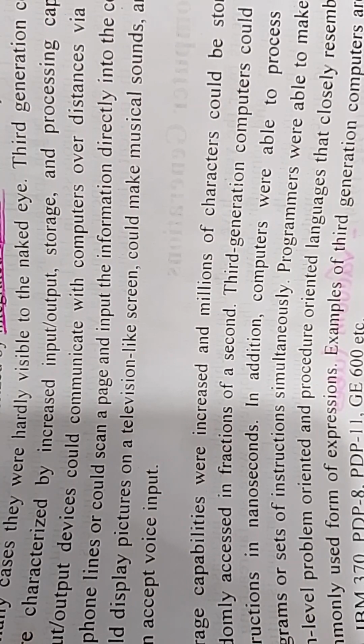In addition, computers were able to process several programs or sets of instructions simultaneously. Programmers were able to make use of high-level problem-oriented languages that closely resemble the commonly used forms of expression. Examples of third generation computers: IBM 360, IBM 370.